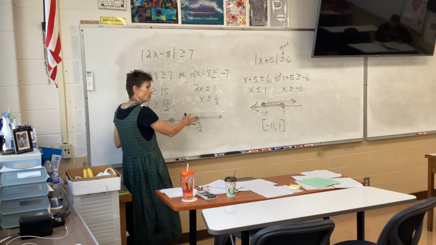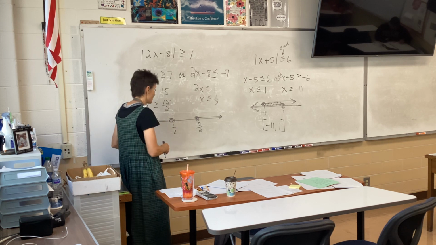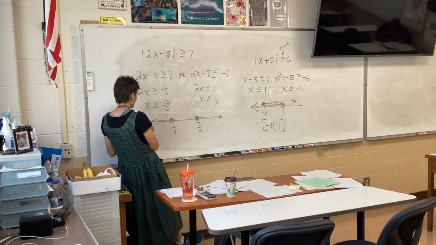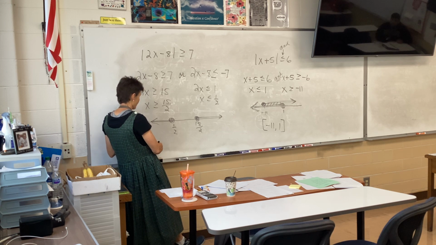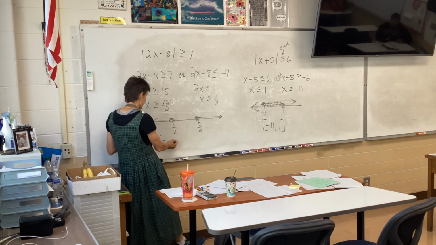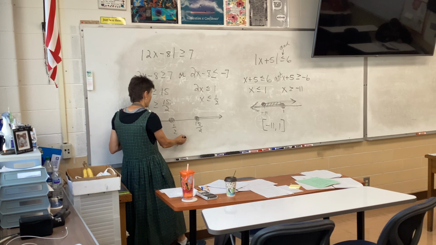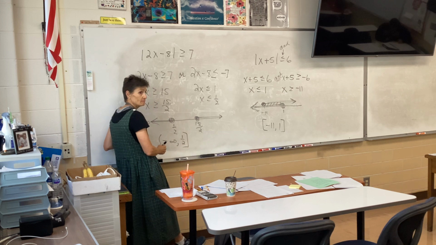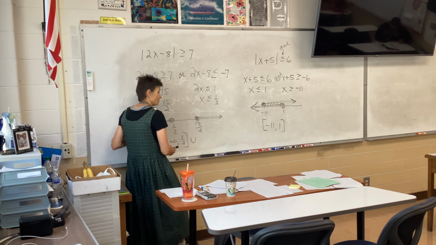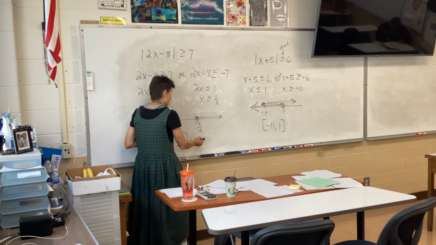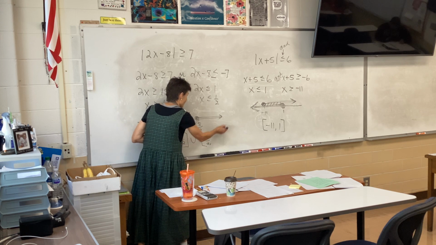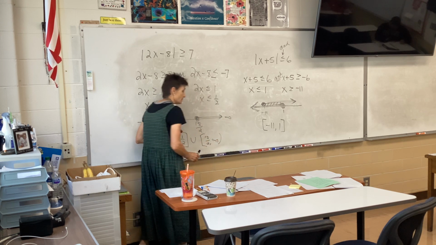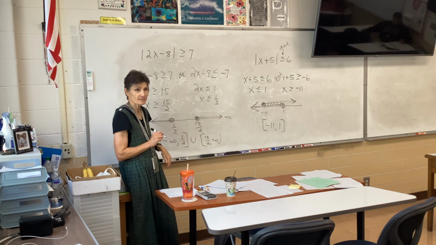So my answer's in 2 pieces, right? So here we go. What's the interval notation for this? Negative infinity, comma, 1/2, bracket, union. Second piece is bracket, 15/2, comma, infinity, parentheses.